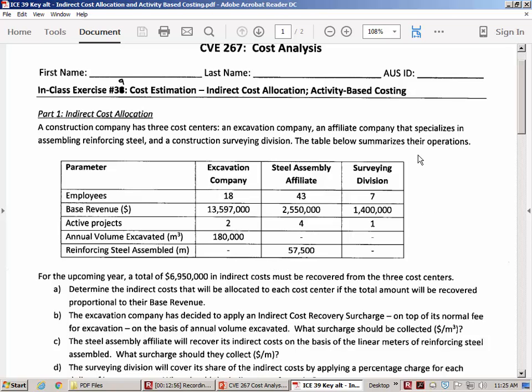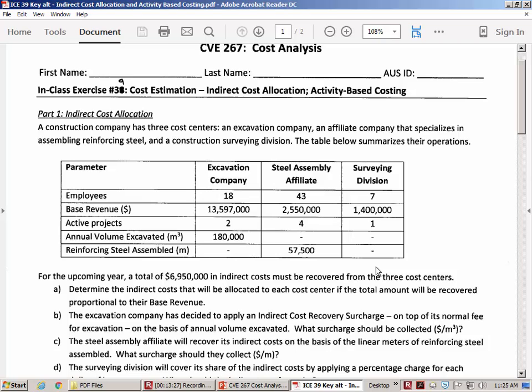But then when you look at the surveying division, the thing that they do going out for a survey, it's not so easy to quantify on the basis of a certain amount. So they don't have some easy figure that they can say, we're going to charge our customers based on the length of steel or the volume of excavation. So in part D of the problem statement, what it's saying is, do it as a fraction of the original amount.